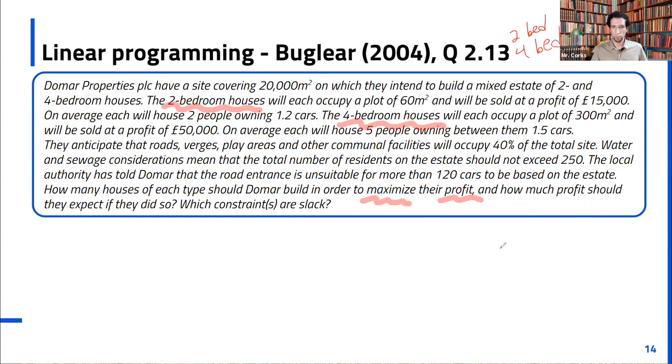It looks like we will have something about cars, also total number of people, and also the land area or something like that. Okay, so something about the land. All right, any other key things that we notice? And also the profit per type of house. Okay, so we have profit, and profit is coming from something about the houses.